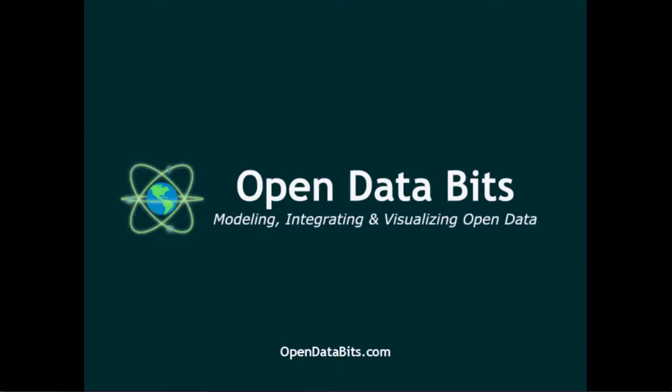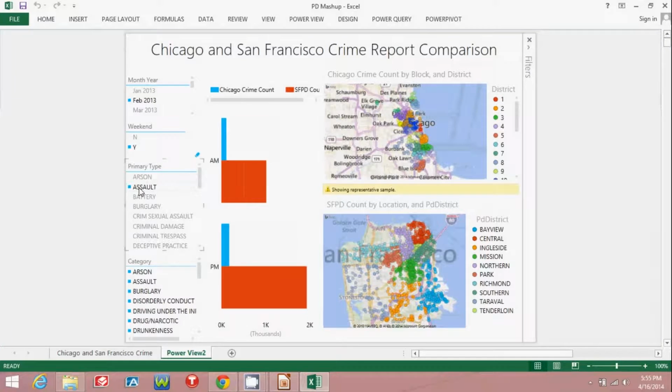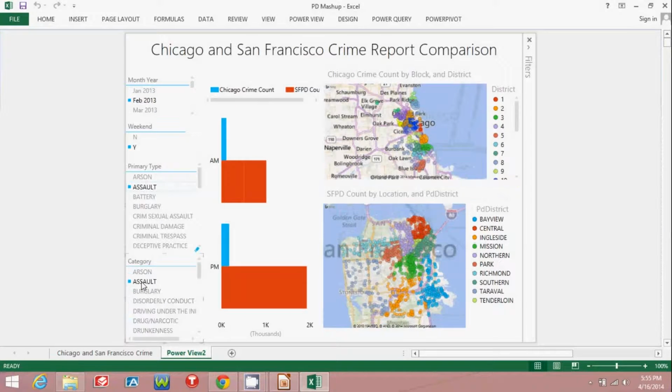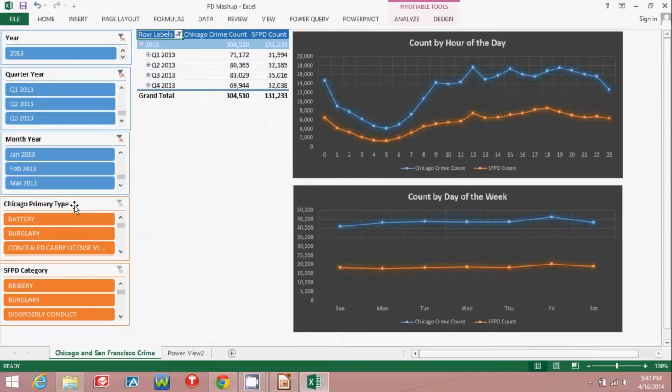This video will walk you through a process to pull different data from different sources into a single business intelligence reporting solution. Both the cities of Chicago and San Francisco make police report and crime data available for public consumption at the incident level. These data sets come from different sources in different cities.